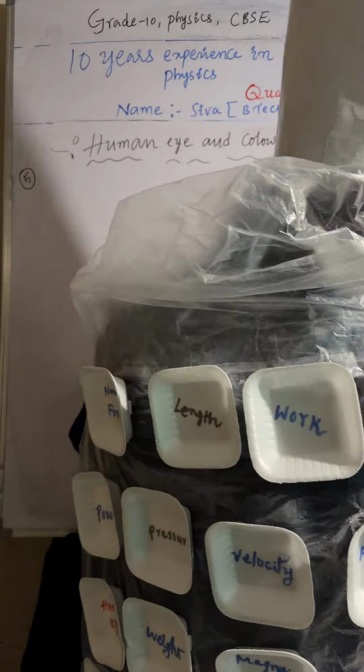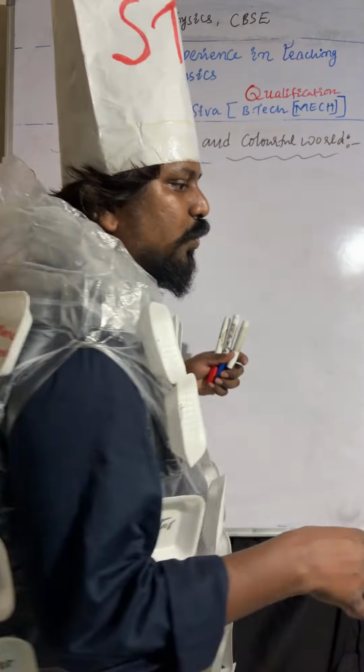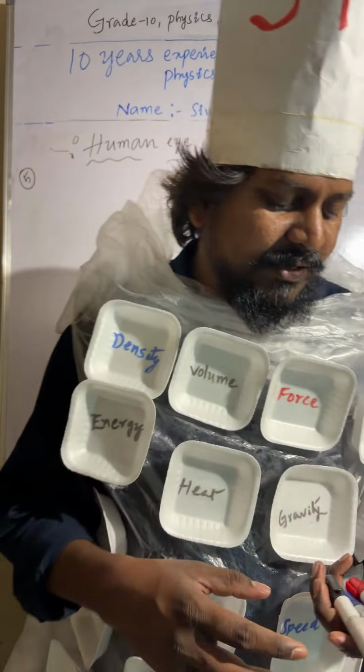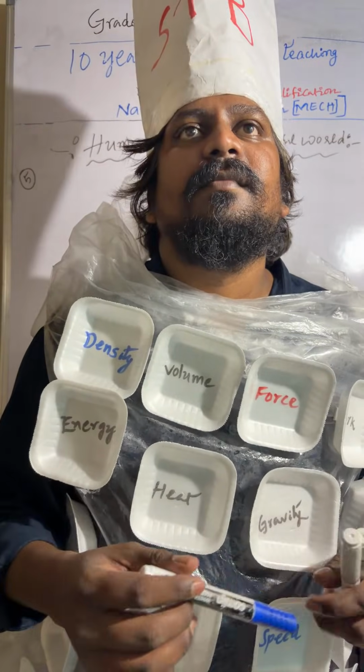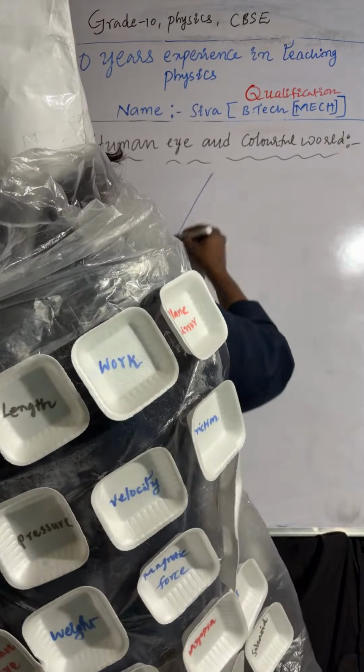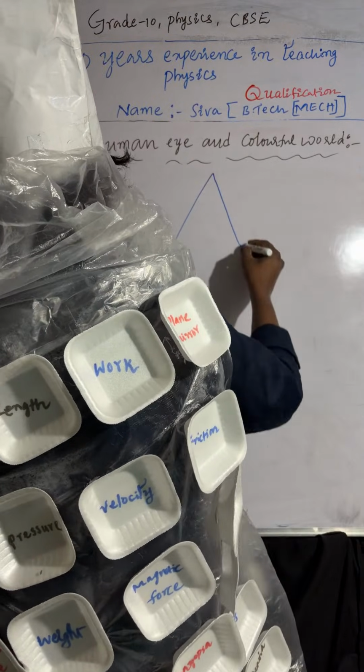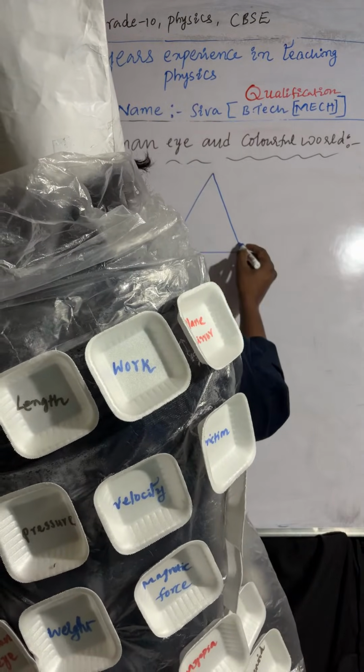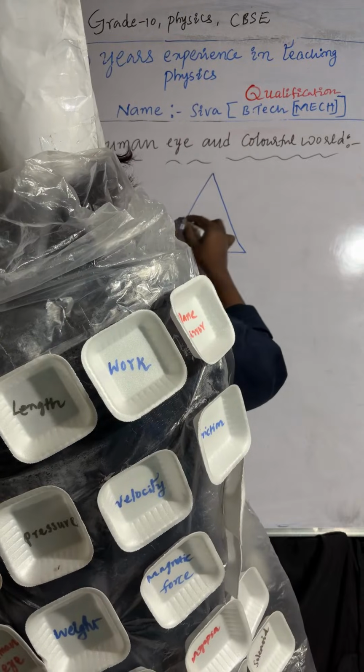So now you can see. We will discuss one more point, that is the prism. If the light ray passes through a prism, I am taking here, this is the prism. So the light ray is passing, and this is the incident ray.